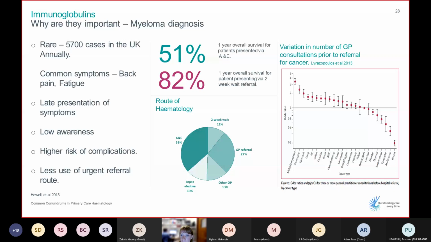So to summarise the graph on the right, this is a graph taken from Larizopoulos' study of the same year that showed a variation in the number of GP consultations prior to referral by cancer type. And it shows odds ratios of 3 or more general practitioner consultations before referral. And as we can see on the right, breast and melanoma, which there's a lot of awareness for, were referred very quickly. However, at the other end of the scale, we have myeloma. And again, the reason for late referrals is probably the complexity of it and the fact it presents with such common symptoms and such rarity.